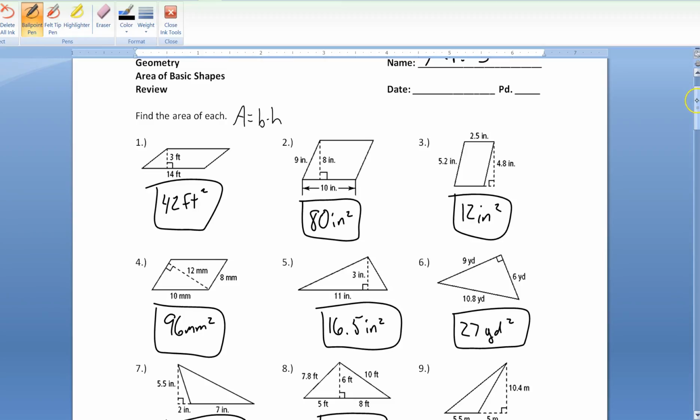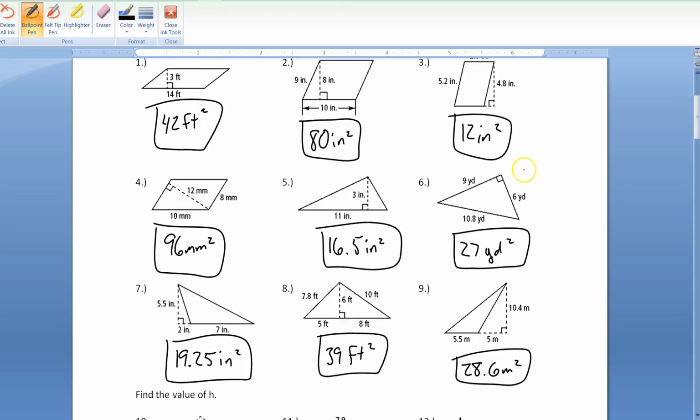Same thing with the triangles. Remember, the formula for a triangle is area equals 1/2 the base times the height. It's just half a parallelogram. And so, again, the base and the height have to be perpendicular to one another. So for number 5, I use the 11 and the 3, obviously. Number 6, I have to use the 9 and the 6 for base and height. So I kind of have to turn this thing to make sure that those are perpendicular. Base and height have to be perpendicular.